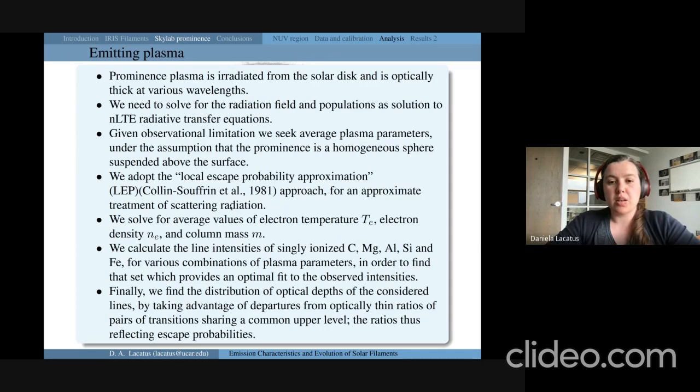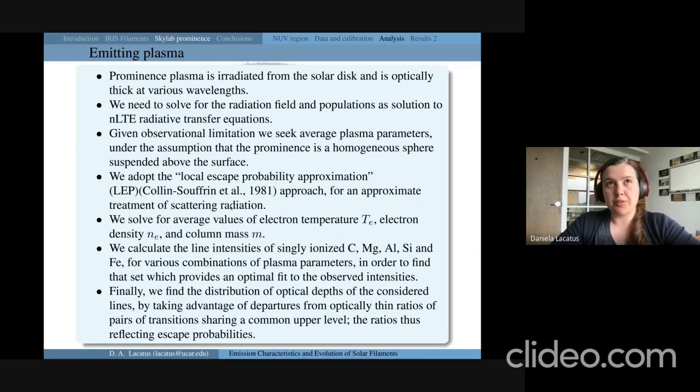We use the local escape probability approximation to account for the scattering within the prominence, and we solve for the electron temperature, the electron density, and the column mass of the emitting prominence material. Within our calculation, we take into account the contribution of singly ionized carbon, magnesium, silicon, aluminium, and iron, and we consider a variety of parameters.